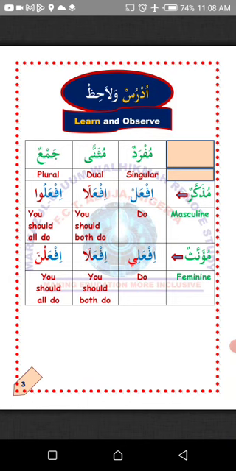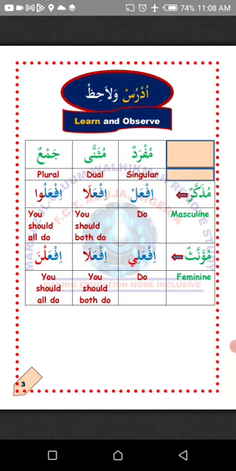So if there are two in number, all you need to do is to attach alifun to the last letter of the verb if'al. Remember, once alifun is attached, the letter before it must take fataha, as we know that alifun is the mother of fataha in Arabic. So the verb if'al will now become if'ala, which means you should both do.